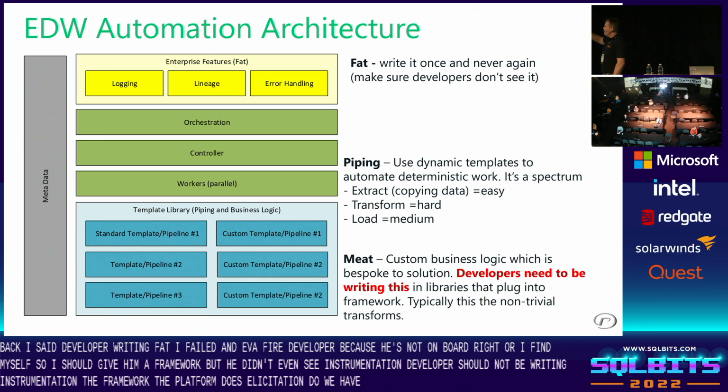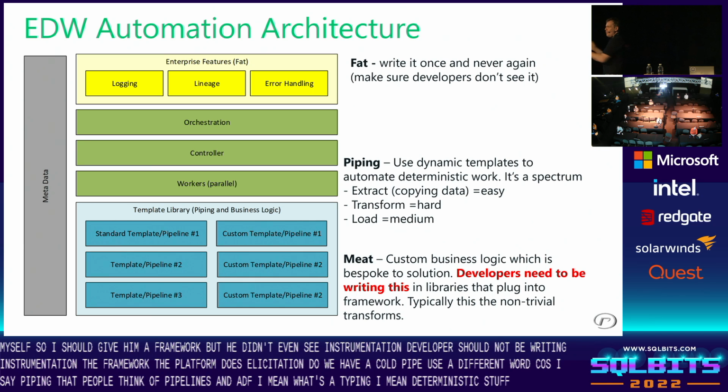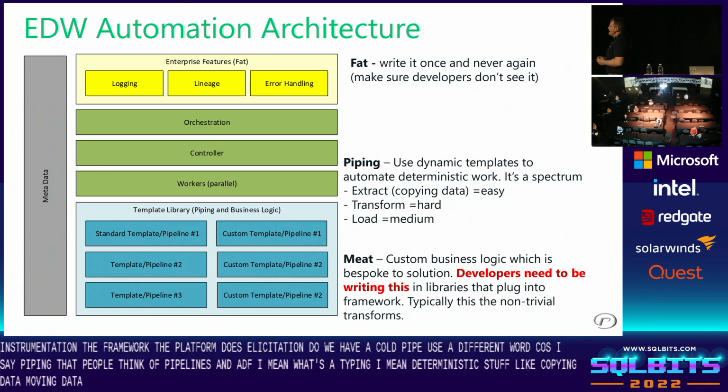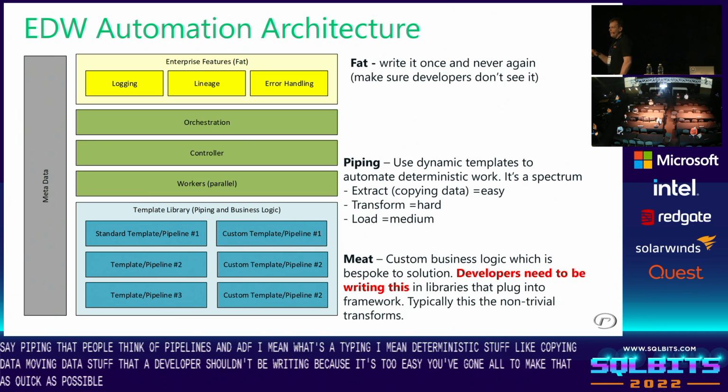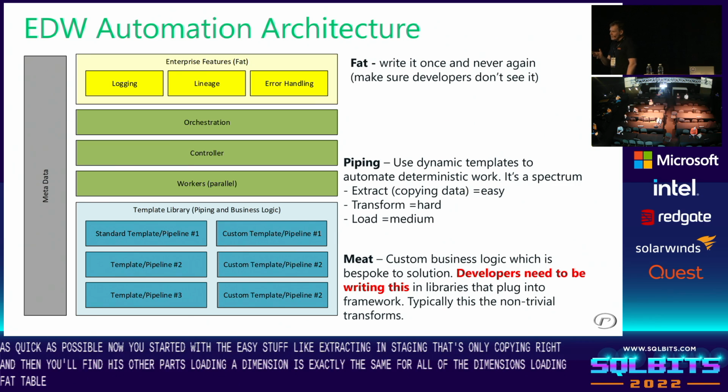Then we have what I call pipe. I should probably use a different word, because when I say piping, people think of pipelines in ADF. When I say piping, I mean deterministic stuff like copying data, moving data, stuff that a developer shouldn't be writing because it's too easy. You want to automate that as quickly as possible, right? Now, you start off with the easy stuff, like extracting into staging. That's only copying, right? And then you find there's other parts. Loading a dimension is exactly the same for all of the dimensions. Loading a fact table, now, there's variations, right?